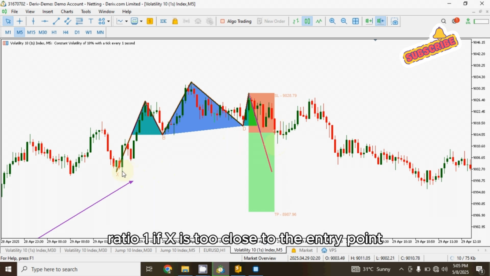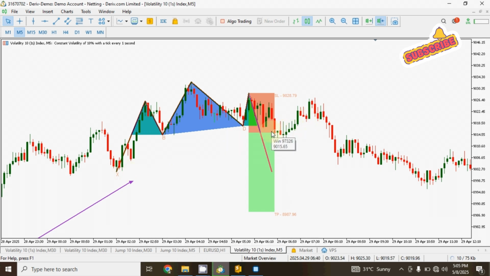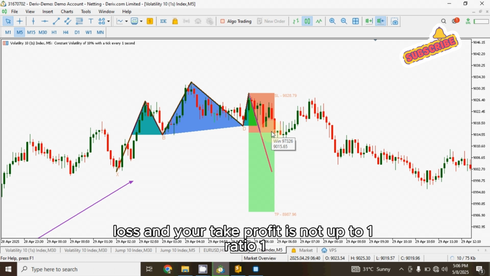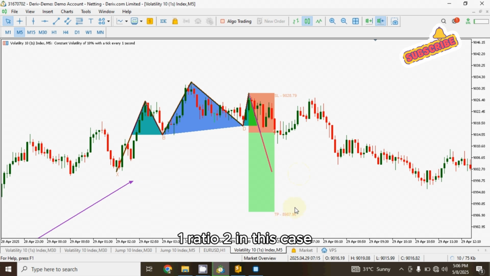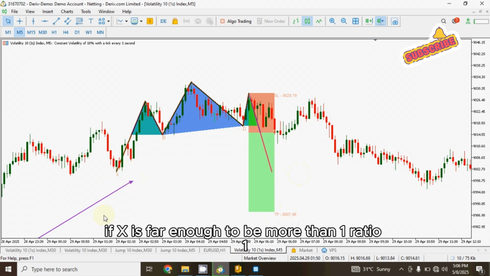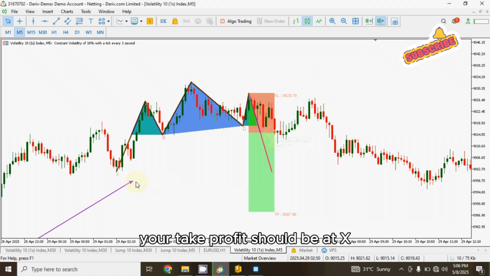If X is too close to the entry point, and when you calculate your stop loss and your take profit it is not up to 1:1, the best thing is for you to make sure your take profit is at least 1:2 in this case. But in many cases, if X is far enough to be more than 1:1, your take profit should be at X. But in this case, because it is close, your take profit should be 1:2 of whatever you are risking.